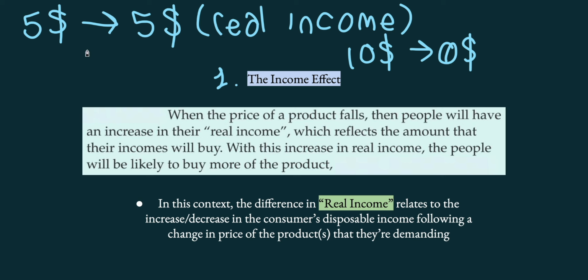So as we see, as the price decreases, we have more money to spend on products, which really makes sense because if the price of a product falls and we know that we get more real income and we save money essentially from buying a lower priced product, then we're going to increase our demand of the lower priced product or the $5 hamburger instead of the $10 hamburger. In this case, because we want to save $5 instead of $0. Okay? And in this context, the difference in real income relates to the increase or decrease in the consumer's disposable income following a change in price of the products that they're demanding. As we can see, the change is from $5 to $0. The change between that is $5.